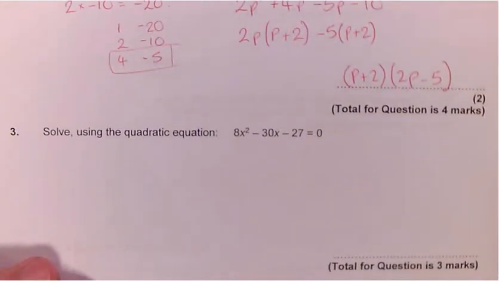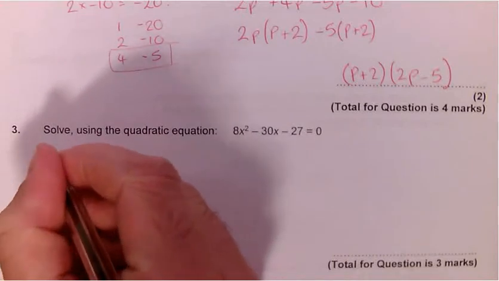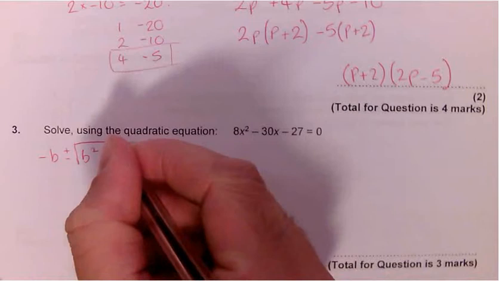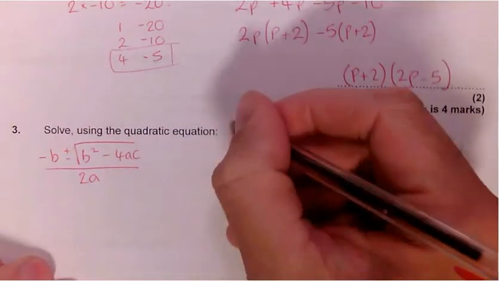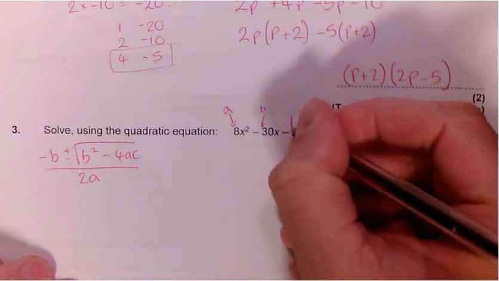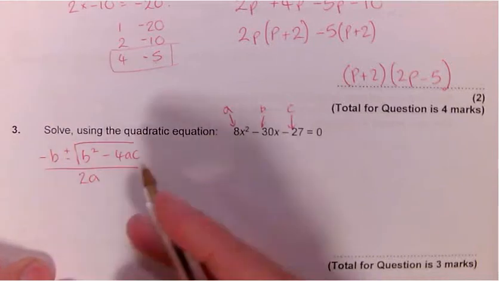Question 3. Solve using the quadratic equation 8x squared minus 30x minus 27 equals 0. So this question, I know I'm going to use the quadratic equation, so I'm going to write that down first. Minus b plus or minus the square root of b squared minus 4ac all over 2a. This number here is a, this number here, my minus 30 is b, and this number here is c.